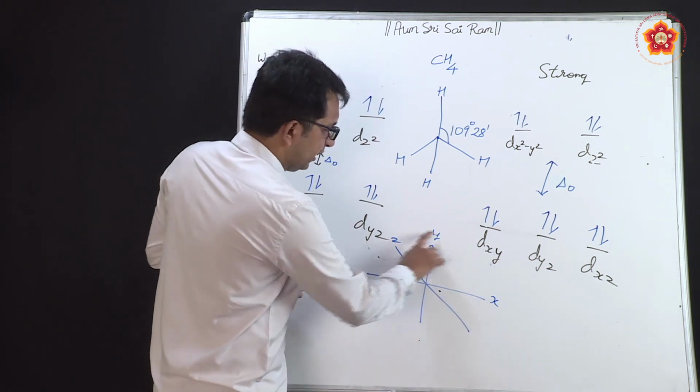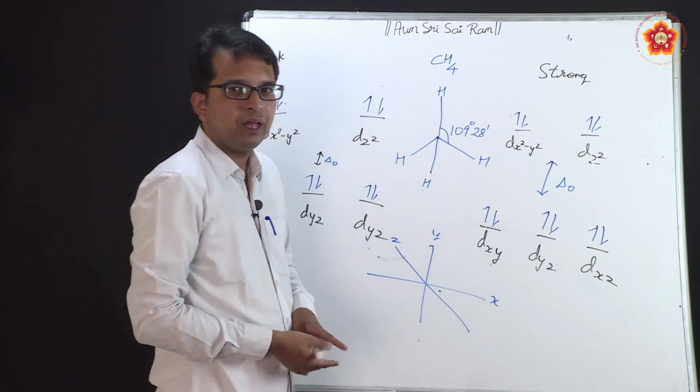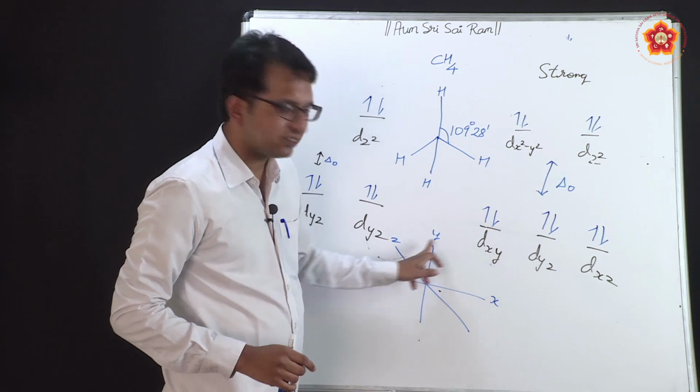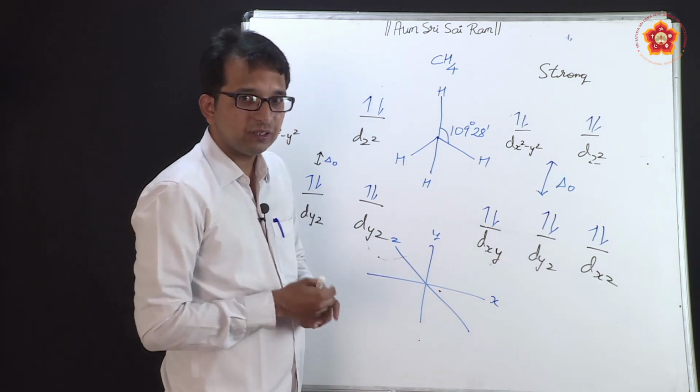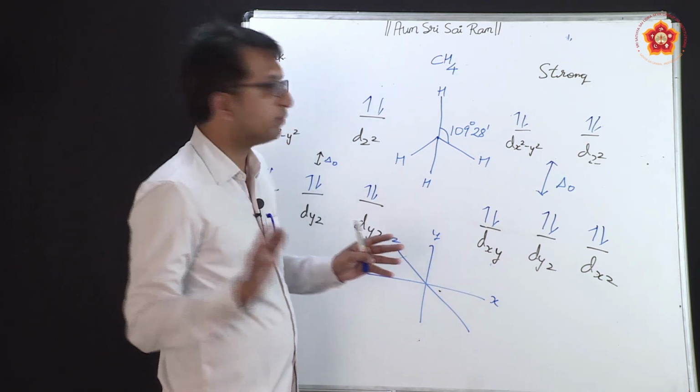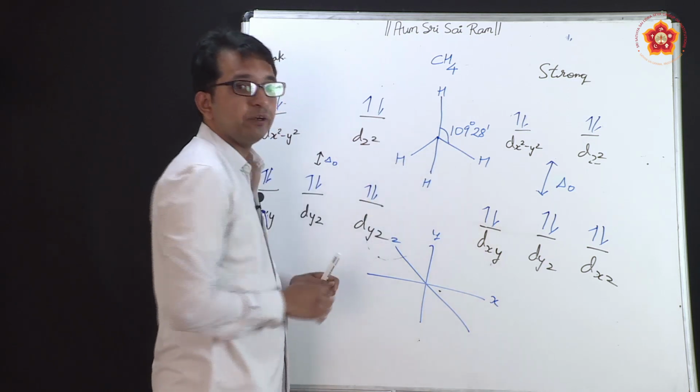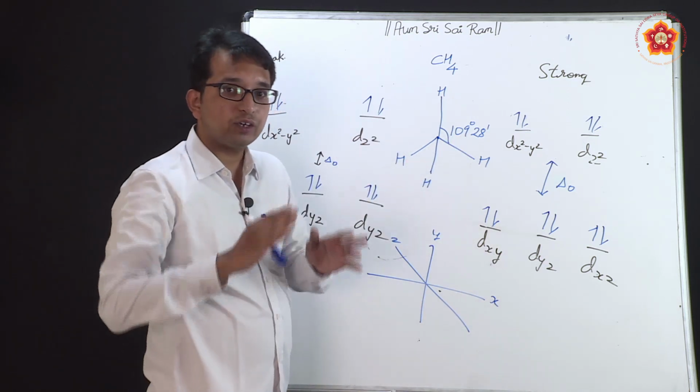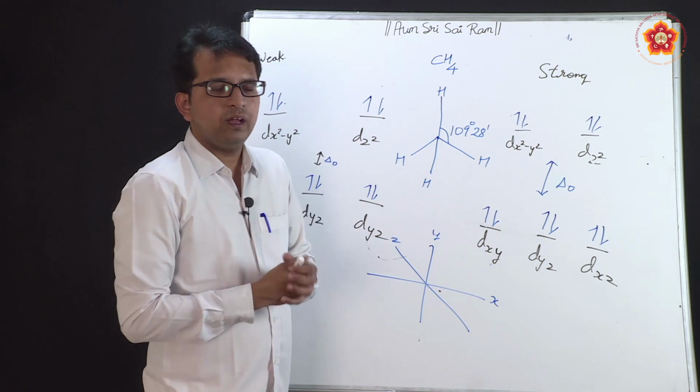You had written L in these places if you remember, but now you can't write L in these places in the case of tetrahedral, because they are not 90 degrees to each other, they are 109 degrees 28 minutes to each other, where the concept becomes reverse now.